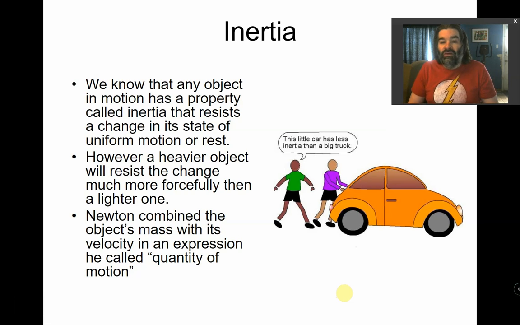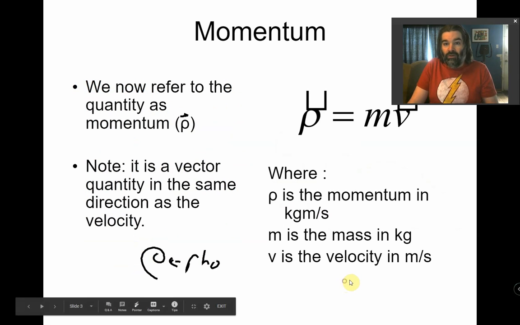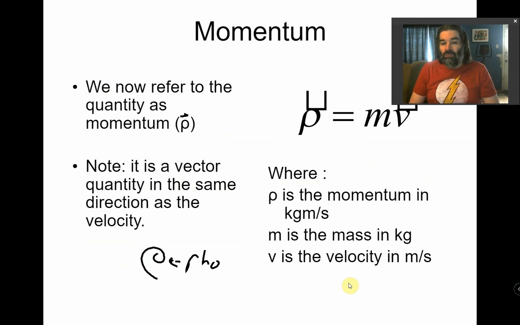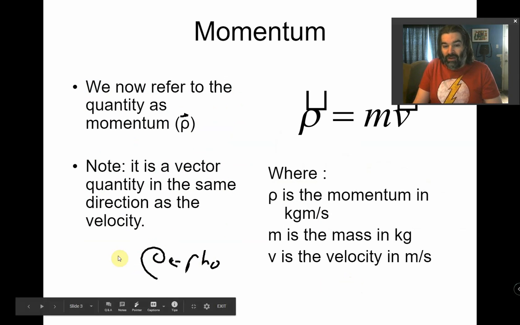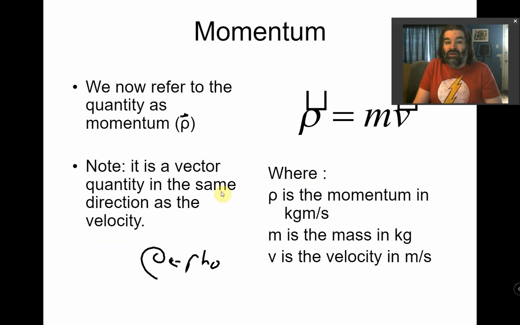So what Newton did is he combined an object's mass with its velocity into something he called quantity of motion, which is what we refer to now as momentum. So momentum is quantity of motion. By the way, the symbol for momentum is rho. It's a P, sort of a script.